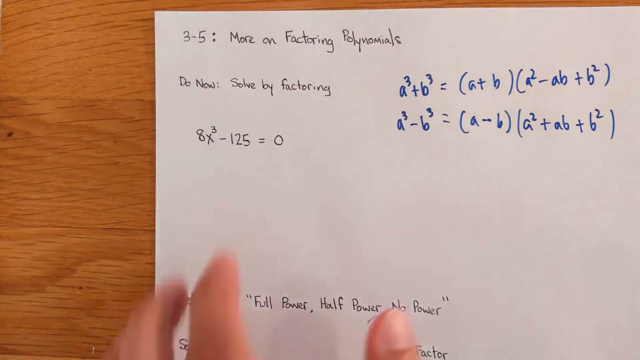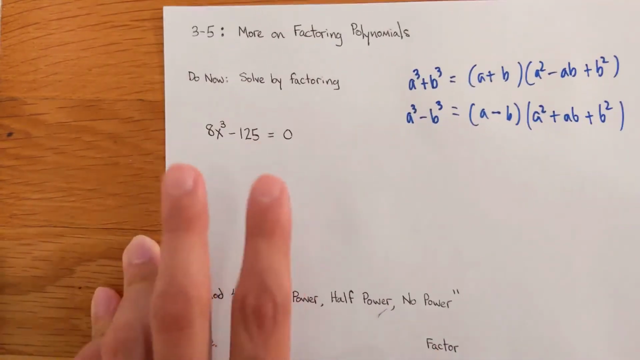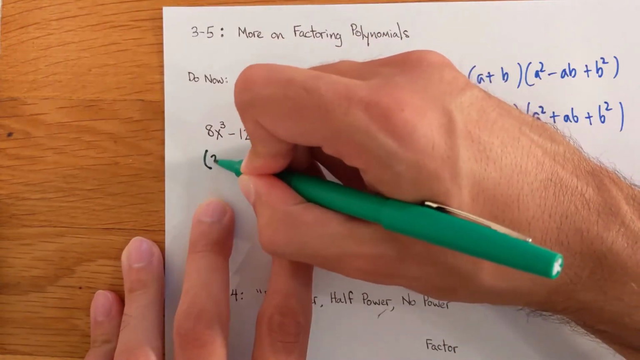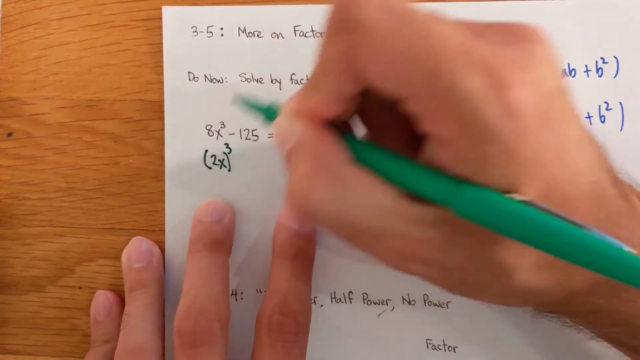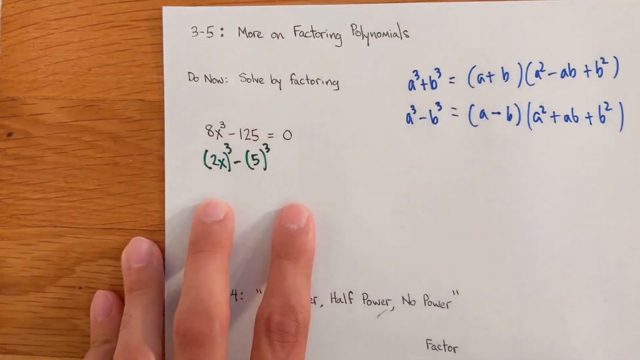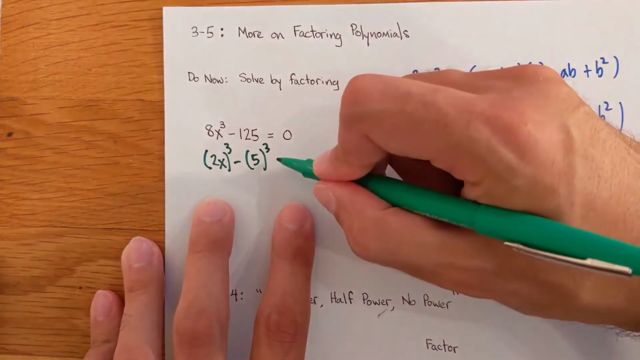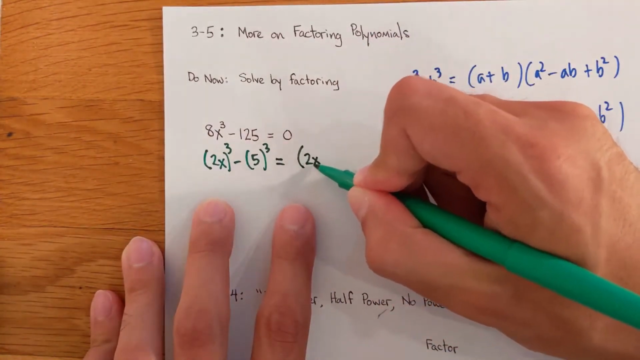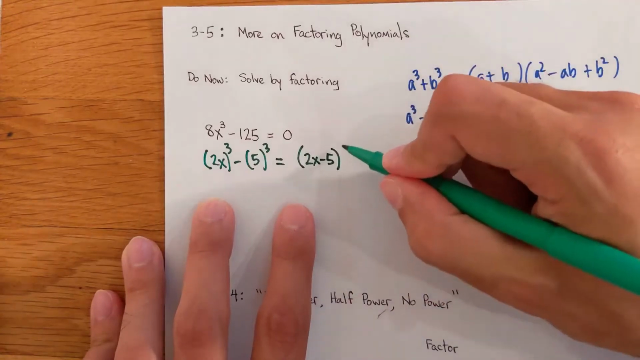So now you have paused the video, you have tried this problem out, you have just an amazing solution written down in your own notes. This parenthesis would be a 2x, and this parenthesis would be a 5. So my A is a 2x and my B is a 5. And then I go to set this up using my bottom row. I'm going to have just easy 2x minus 5. And then it's going to go.